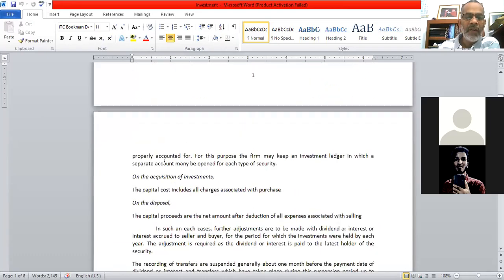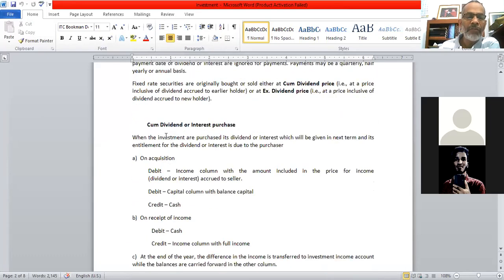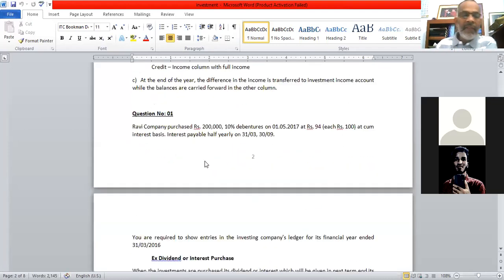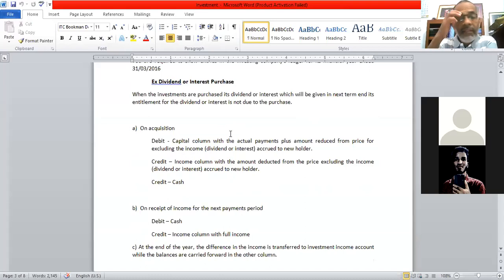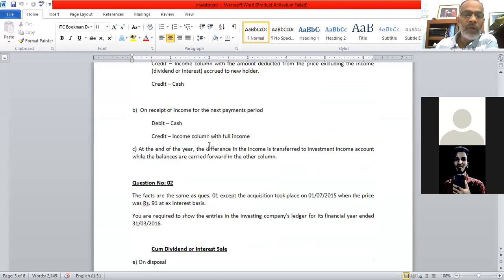Okay. Right. Last class we started the investment account. Under the investment account we discussed how to record cum dividend purchases. After that we did an example on that. Then we completed the ex dividend purchase. If you are going for ex dividend, meaning exclusive dividend or exclusive interest, I also explained what records are to be carried out and how to do that.